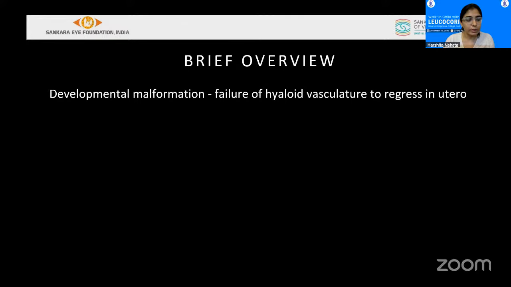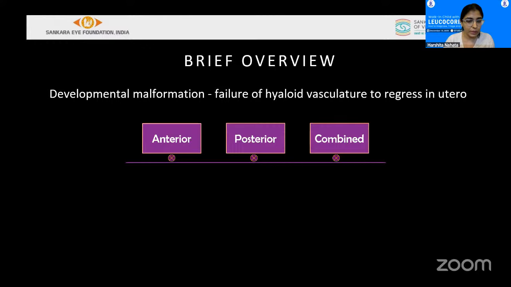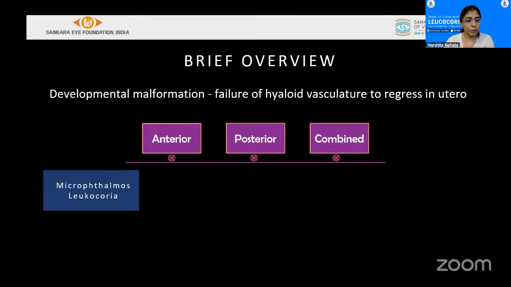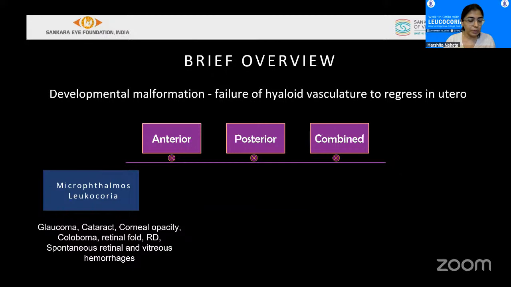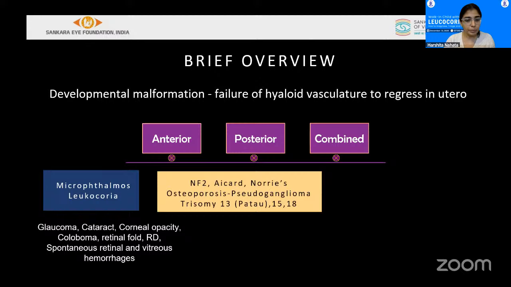So a brief overview about the disease. Basically, it occurs due to a developmental malformation due to failure of the hyaloid vasculature to regress in the uterus. Based upon what part of the vasculature is remnant, it can be anterior, posterior, or combined types. Most commonly, it presents as microphthalmos or leucocoria, but can also present as glaucoma, cataract, corneal opacities, and retinal detachment. It also has syndromic associations like neurofibromatosis, trisomy 13-15, Norrie's disease, and has also been seen to be related to Axenfeld-Rieger syndrome and Peters anomaly.